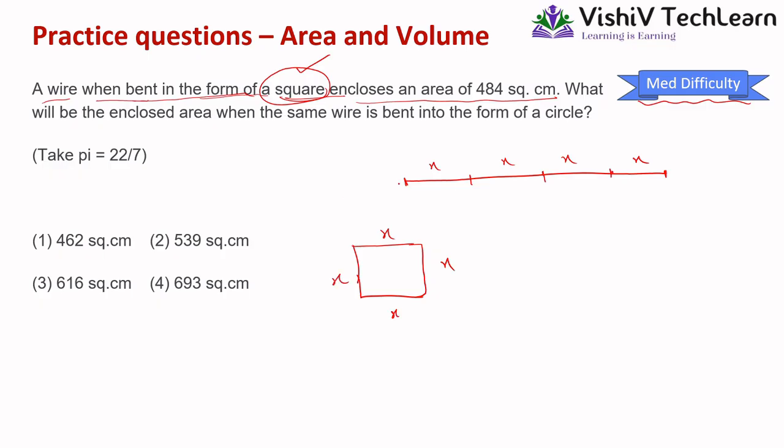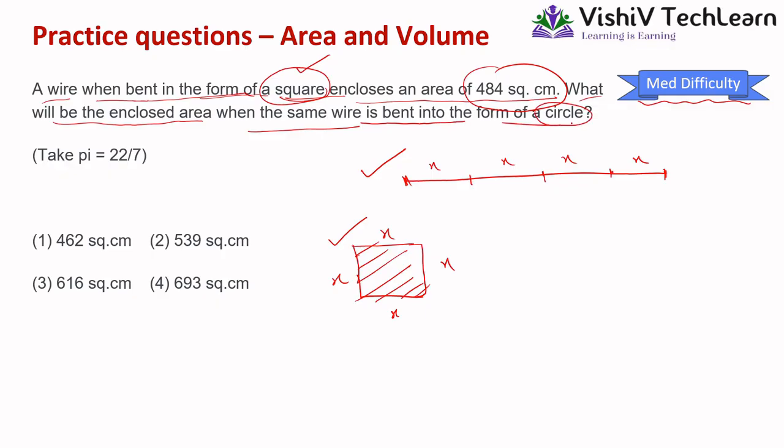So the wire was given and we have formed a square out of it. Then this enclosed area is nothing but 484 square centimeter. Okay, this is given. Now what will be the enclosed area when this same wire we have to consider, and we have to bend it into the form of a circle. So out of this same wire we have to make a circle.